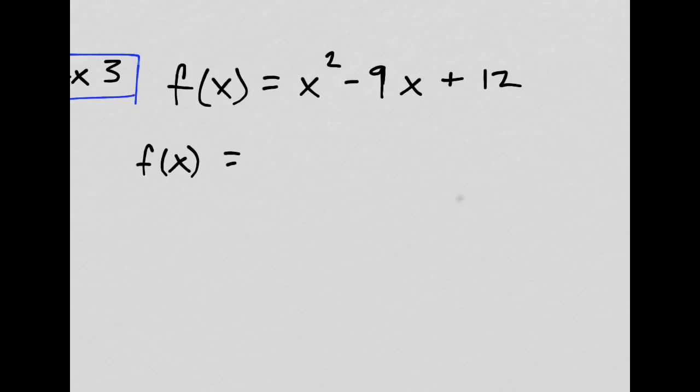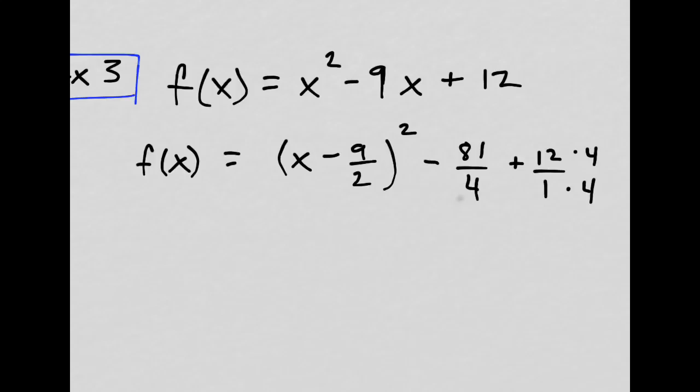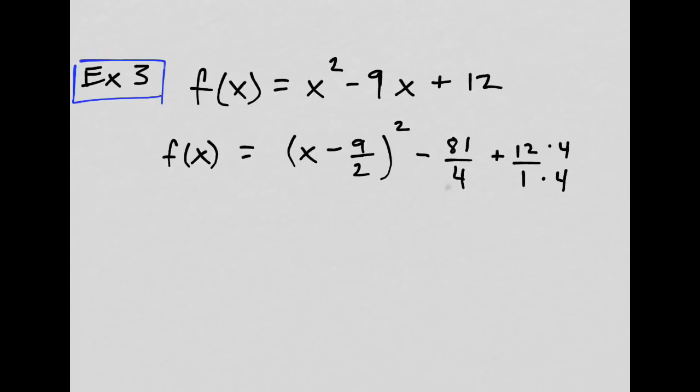So I'll have x minus 9 over 2, squared. I feel like some people might have put a 3 there. If you did, that's good pattern recognition, but it's not right. And then minus 81 over 4 plus 12. So 48. Negative 81 plus 48. What is that? Is it negative 33? Thank you. Over 4.